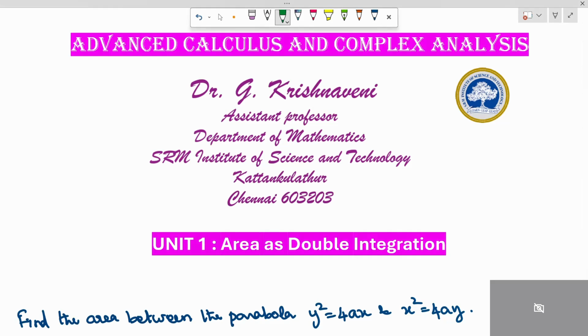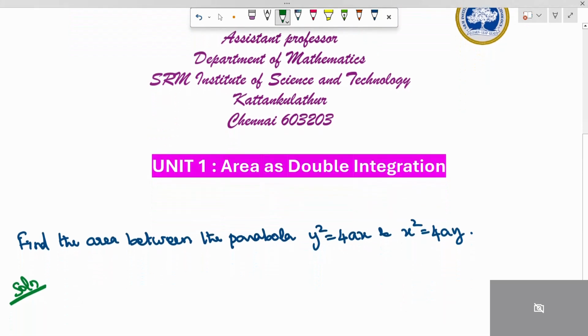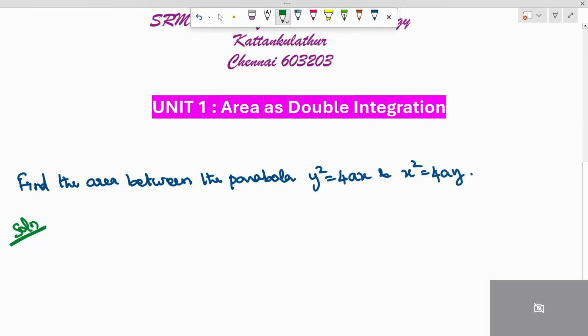In this video, we are going to discuss a few problems on area as double integration. First problem: find the area between the parabolas y square is equal to 4ax and x square is equal to 4ay.